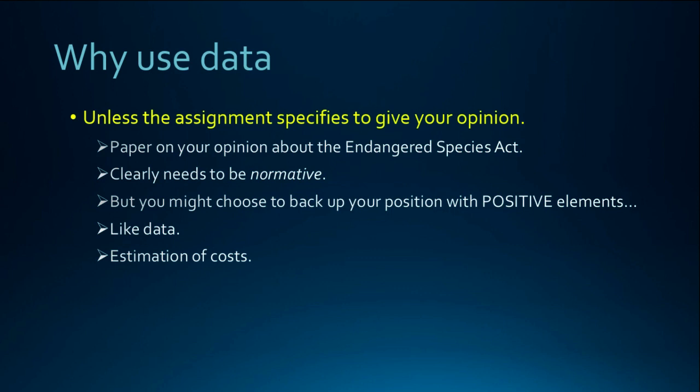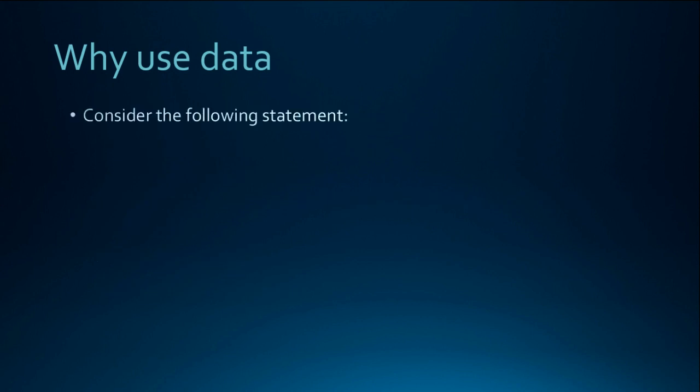So in this example, we would hope that you would get into something like estimation of costs. Maybe you'd say, hey, look, I'm against the Endangered Species Act, or maybe I want to say I don't think it does a good job protecting species, and maybe I want to say, look, we haven't seen a lot of species recover, or maybe I want to focus on the costs of implementing the Endangered Species Act and the success that that money and that investment has led to. Again, these are normative positions that are defended with positive elements. You get the idea.